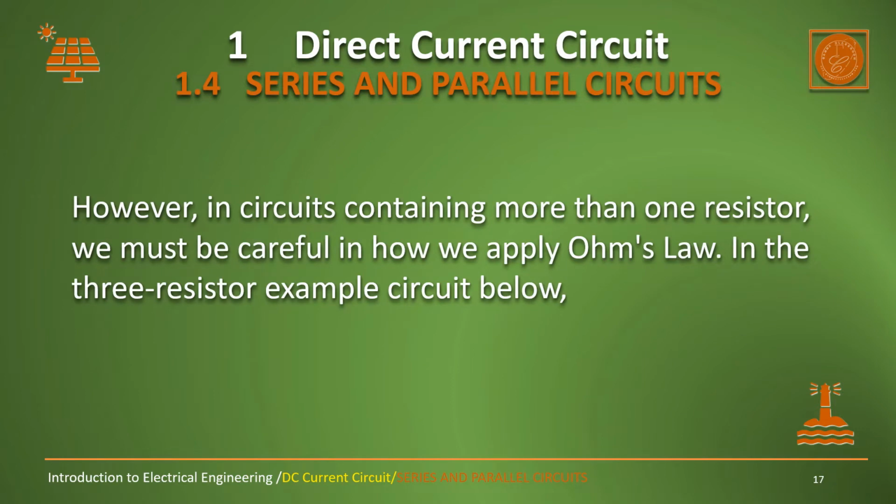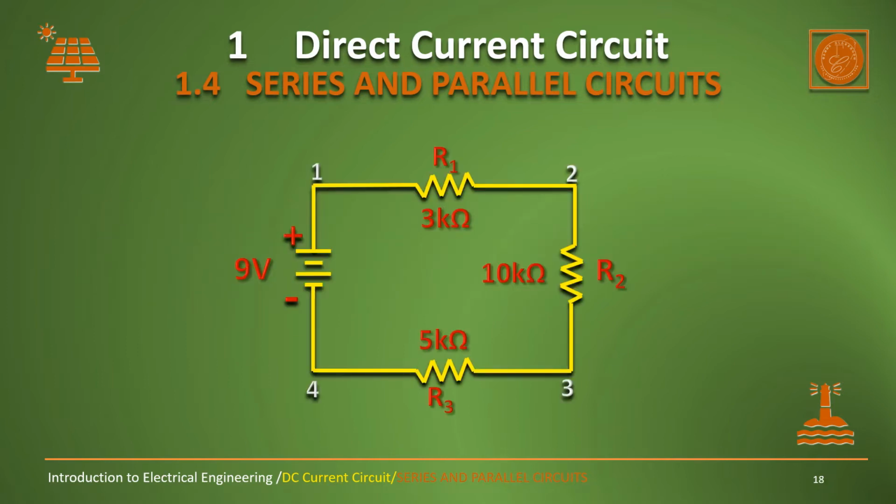However, in circuits containing more than one resistor, we must be careful in how we apply Ohm's law. In the 3 resistor example circuit below, we know that we have 9 volts between point 1 and point 4, which is the amount of electromotive force trying to push current through the series combination of R1, R2, and R3.